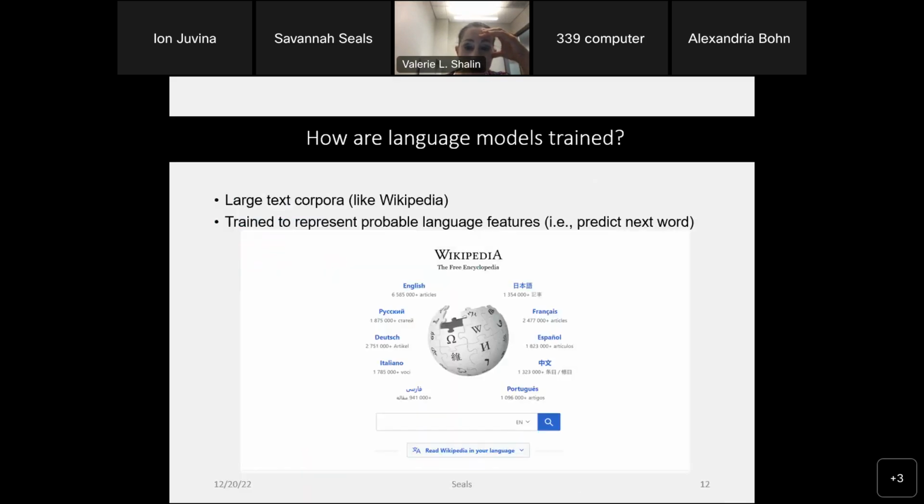All right, so how are language models trained? By and large, they're trained on large text corpora like Wikipedia and the internet. You set up programs to scrape text off the internet and then you train your models on that. The typical training task is something like, given a sentence with a word removed, predict what word should be there. Repeat millions of times, and you get a large language model.